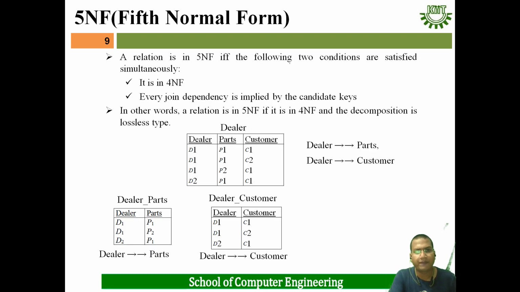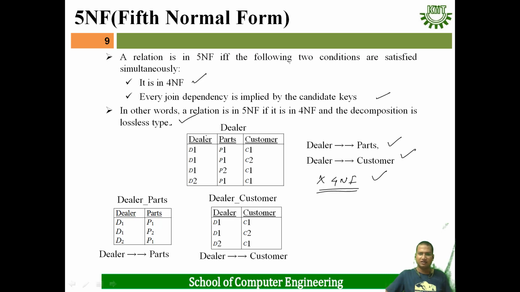Okay, we'll see the 5NF or fifth normal form is based on this join dependency. Two conditions have to be satisfied for a table to be in 5NF. First, it should be in 4NF, and every join dependency is implied by the candidate keys. In other words, a relation is in 5NF if it is in 4NF and the decomposition is lossless. Suppose one dealer table is there, and we have to see whether it is in 5NF or not. Here, two multi-value dependencies are there, dealer to parts and dealer to customer. Multiple multi-value dependencies are there, and that's why it is not in 4NF.